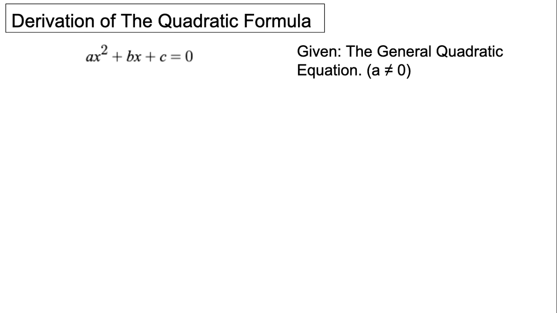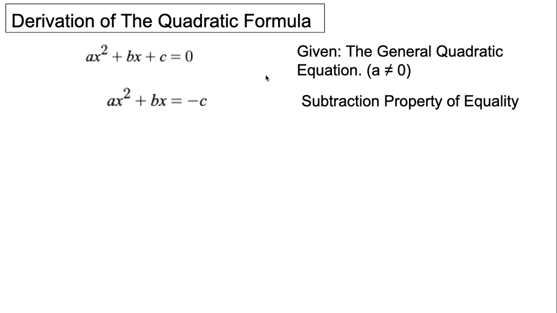I'm going to start with this equation. It is given to us. It's the general quadratic equation, and it's important to note at this point that a is not equal to 0. You see, if a was equal to 0, we wouldn't have this term, and then we wouldn't have a quadratic at all. In fact, we would have a linear equation. It would just be bx plus c, and to solve that, we can just use our properties of equality, and we don't need a quadratic formula.